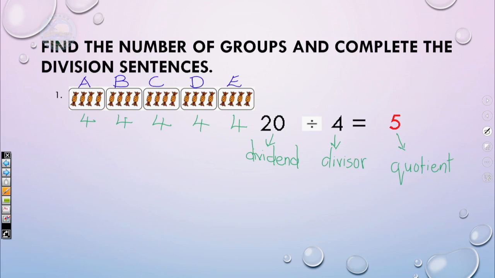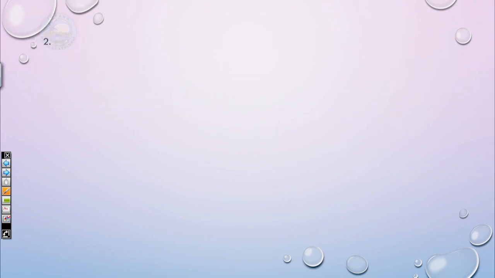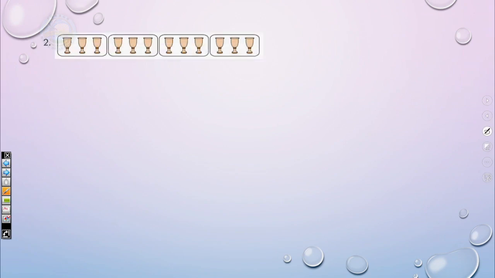Let's go on to the second group. You call these glasses of lemonade. Let's count your glasses of lemonade. 1, 2, 3, 4, 5, 6, 7, 8, 9, 10, 11, 12. There are 12 glasses of lemonade.